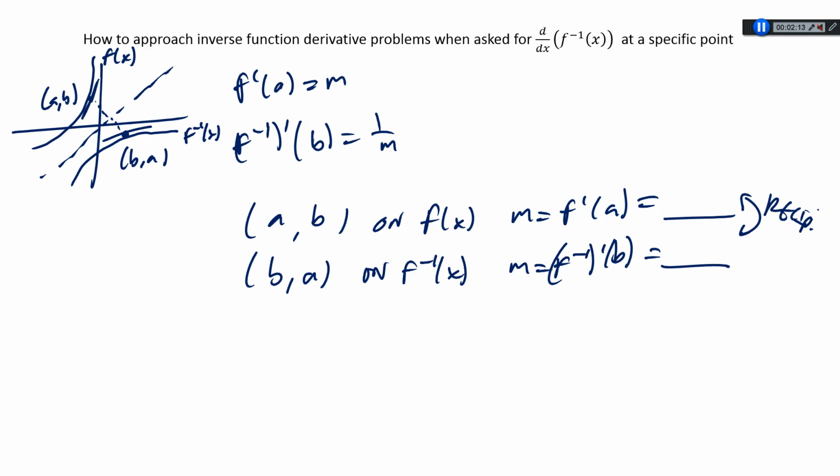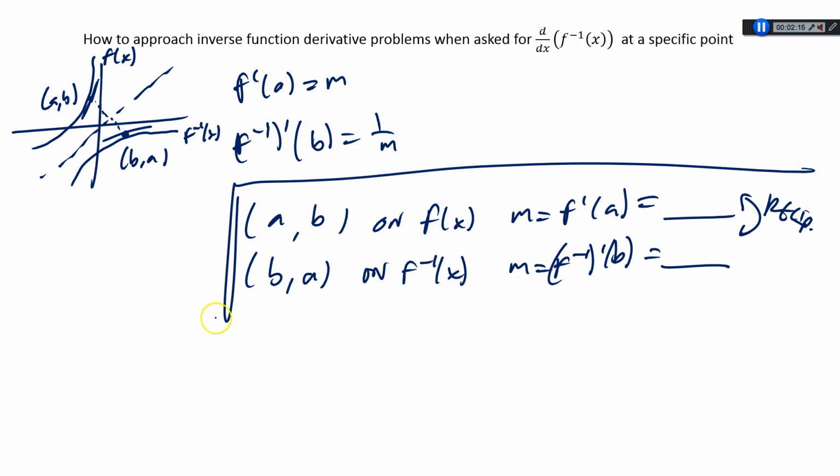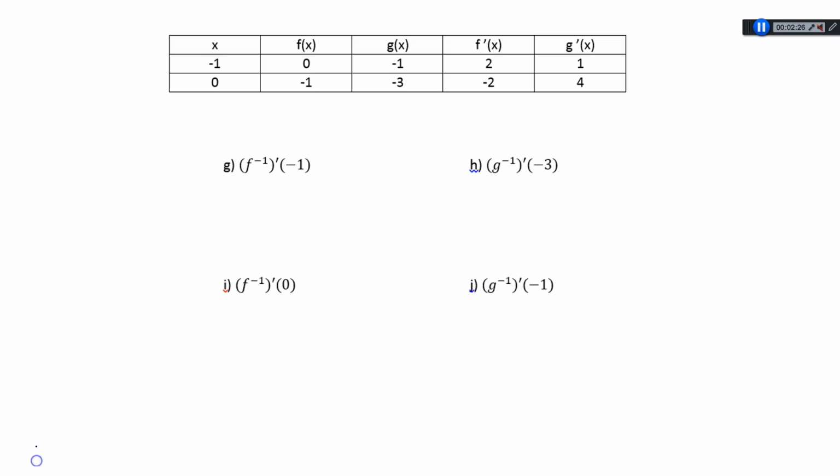Okay, so that's kind of the key to doing these problems. So every time I need to see you making this. If you're not making it, you're going to make a mistake. I can guarantee it. Usually given one piece of information here, you have to find the other one, but you can always piece it together based on what they give you. So let's take a look at some problems.